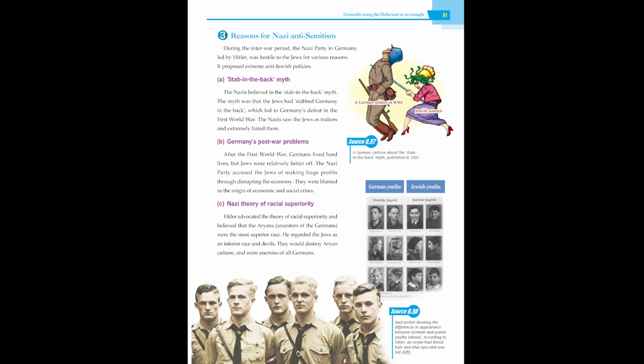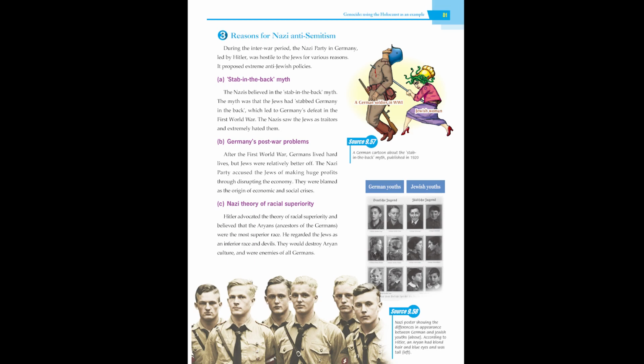B. Germany's post-war problems. After the First World War, Germans lived hard lives, but Jews were relatively better off. The Nazi Party accused the Jews of making huge profits through disrupting the economy. They were blamed as the origin of economic and social crisis.